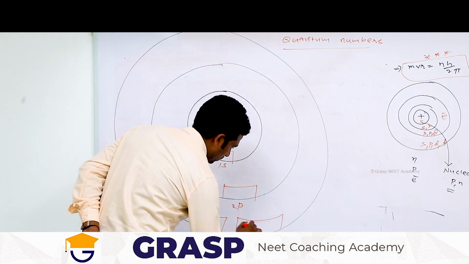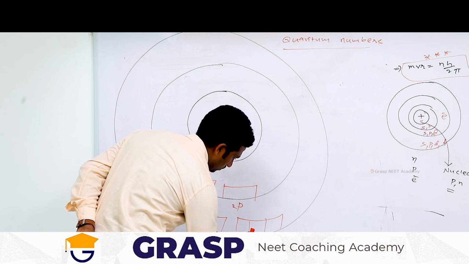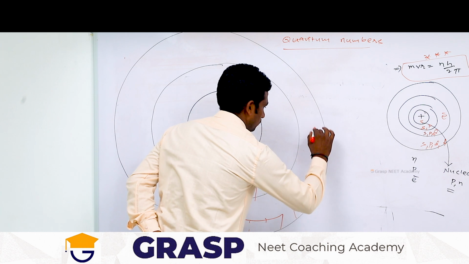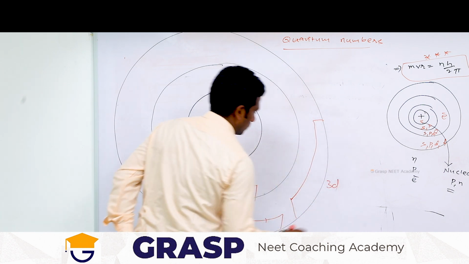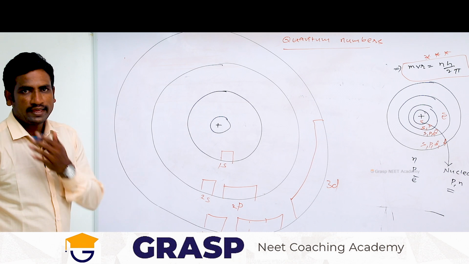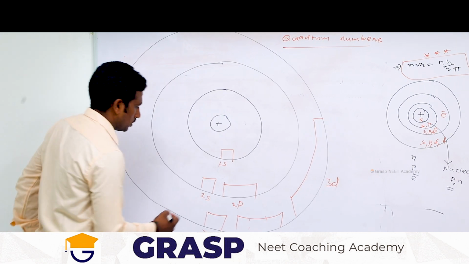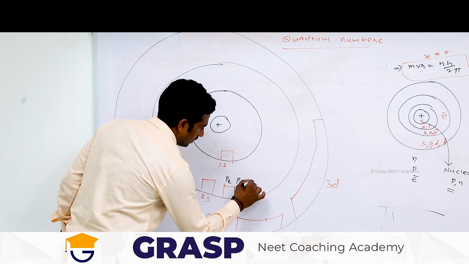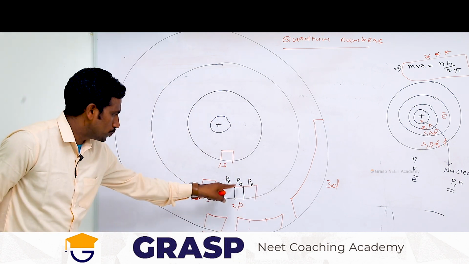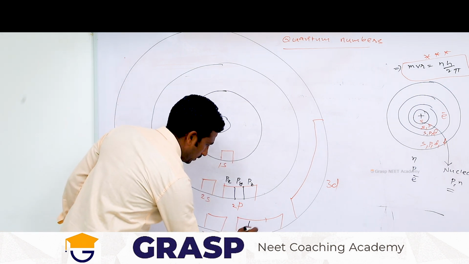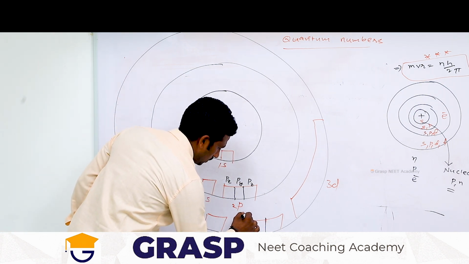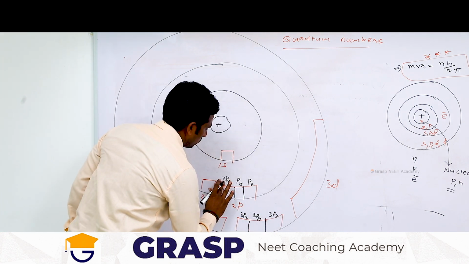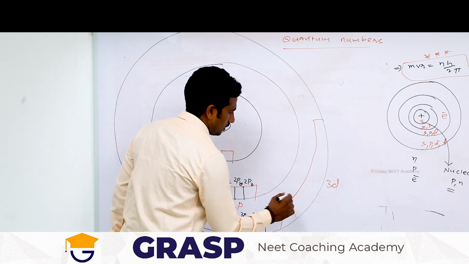Here p is also present, this is called 3p, and d is also present, 3d. Up to here it is given by the azimuthal quantum number. Next one, the magnetic quantum number. Here px orbital, py orbital, and pz orbital are present. That means 2px, 2py, 2pz. Here 3px, 3py, 3pz orbitals are present.